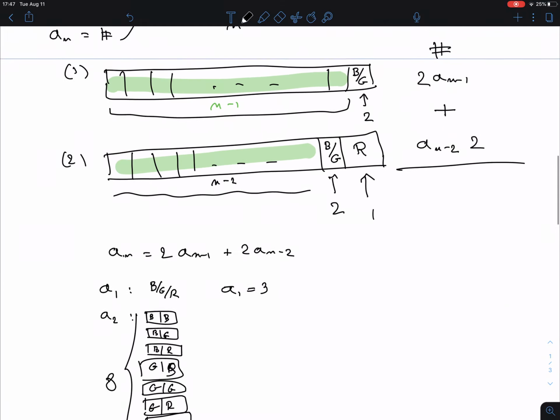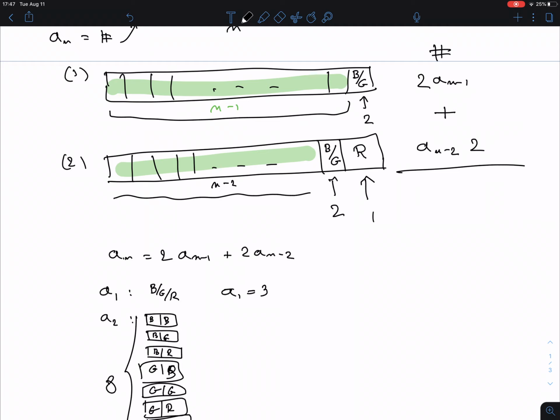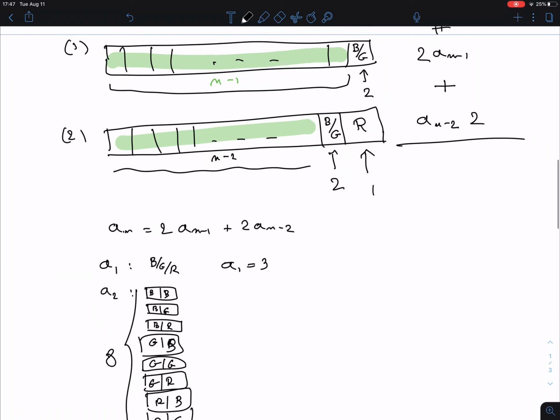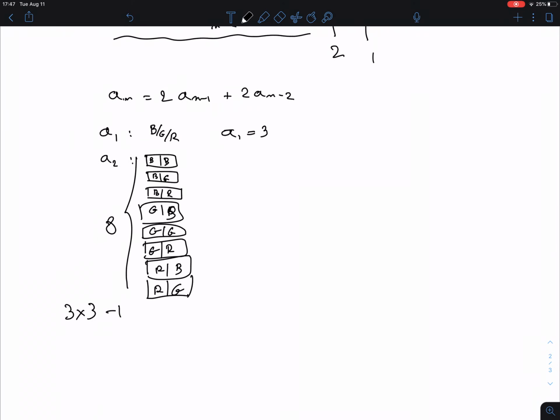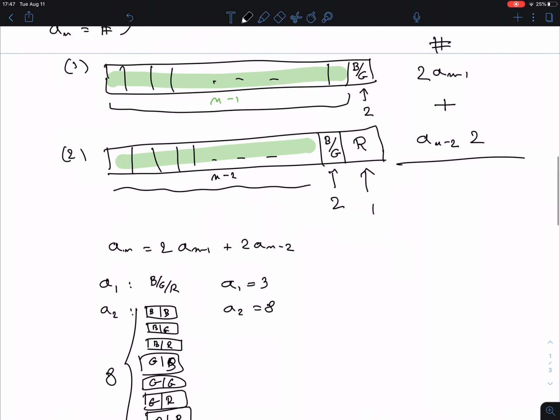I'm not saying that the way I got to this recurrence relation is necessarily the only way. There could be other ways of getting there. So we see now that A2 is 8. You see it's a little bit like Fibonacci, although now we have these constants too. But that's not really what this is about yet.